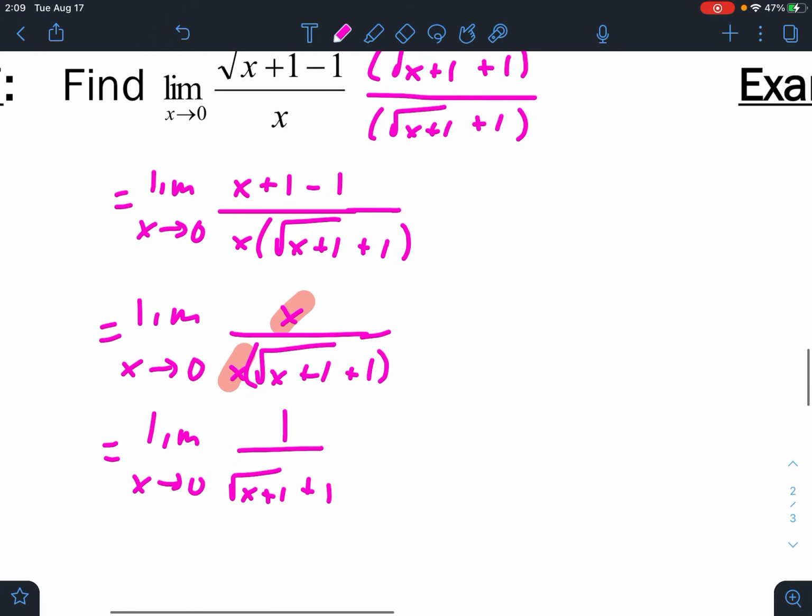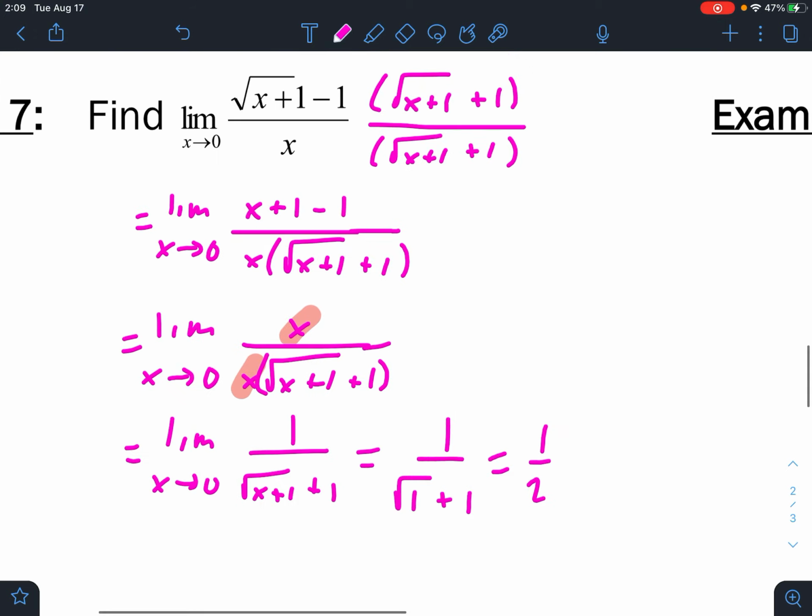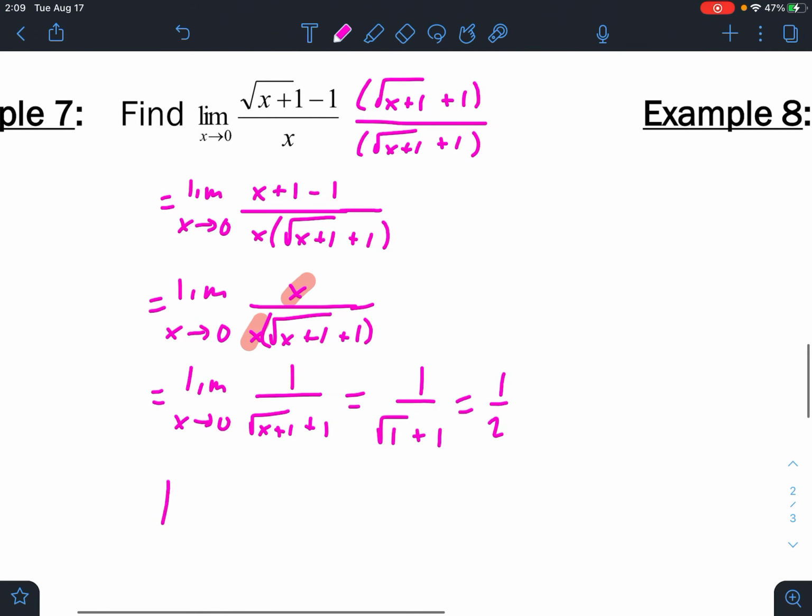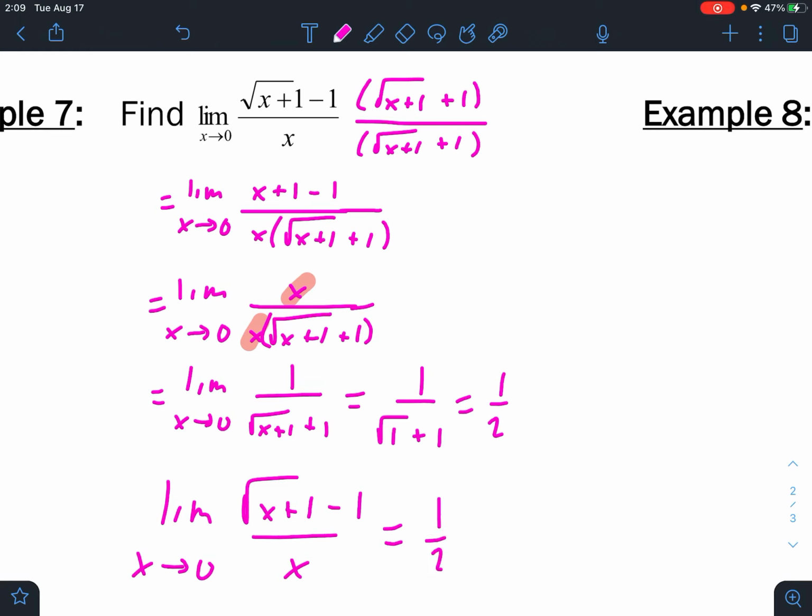And now we can put 0 in. We get 1 over root 1 plus 1, which is 1 over 2, and that's our final answer. So our final answer here is the limit as x approaches 0 of (root x plus 1 minus 1) over x equals 1 over 2.